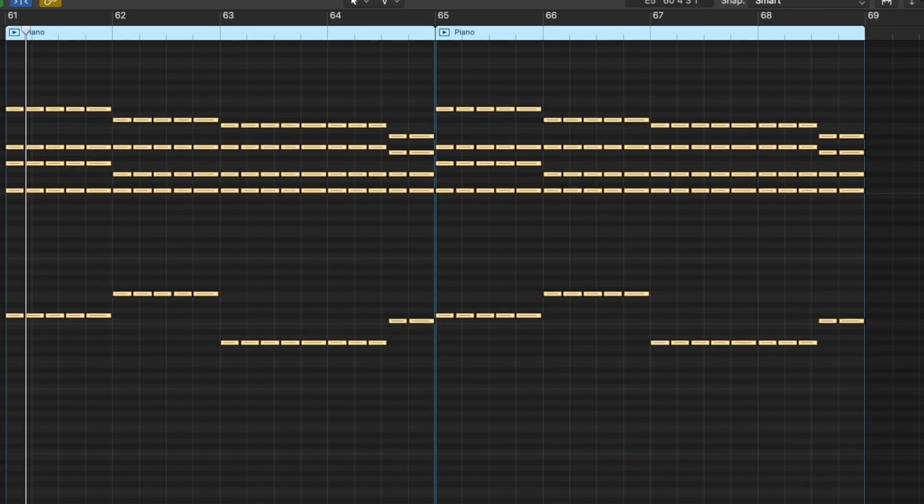If one section of your track has longer notes and a slower rhythm, and then the next section has a fast rhythm, that's another good way to grab the listener's attention. Here's one more example.